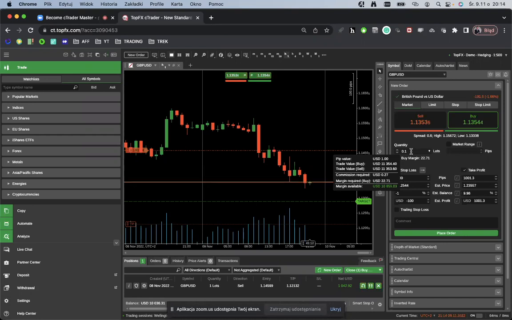So you have, of course, the trade value on the buy side, the trade value on the sell side, and the commission required is, as you can see, 27 cents. And the margin requirement for the buy position is $22.71, and my margin available is over $10,000, so I can easily trade one mini lot on the British pound. So that's the basic statistics that is placed directly over the quantity window. As you can see, I moved my cursor and then I go back, and you can see it pops back on. So one mini lot, I can do this.